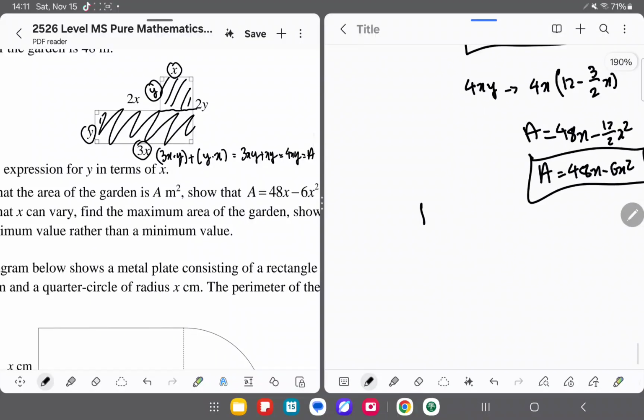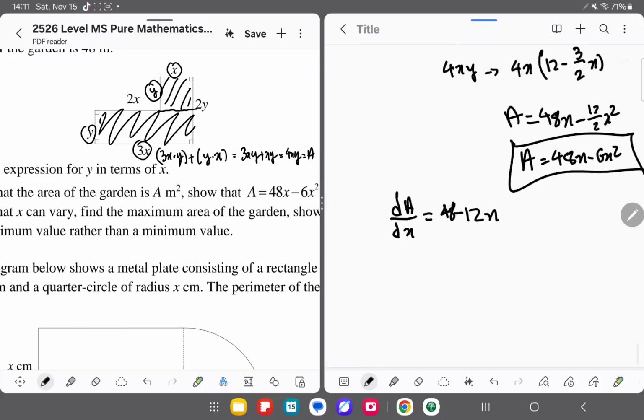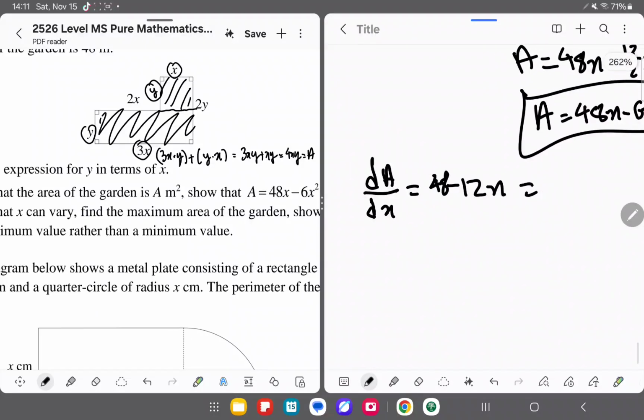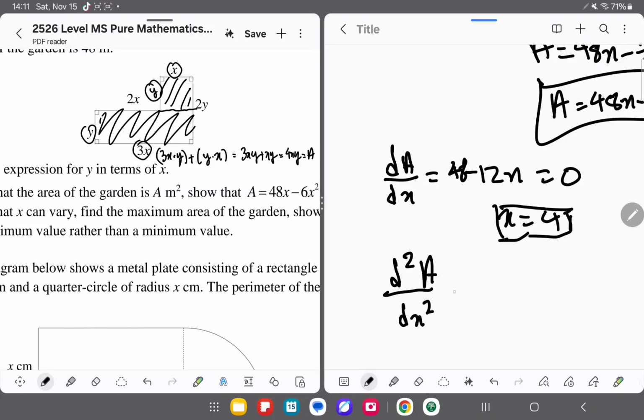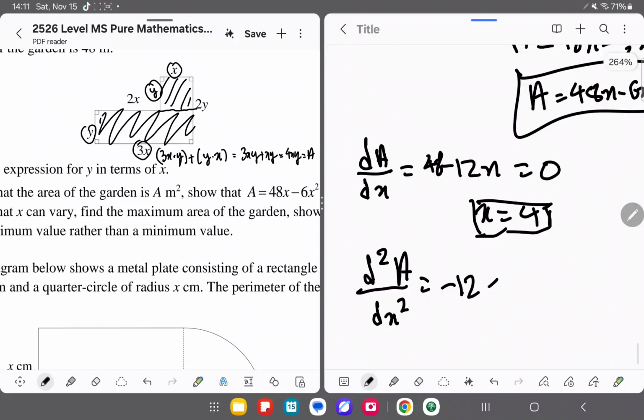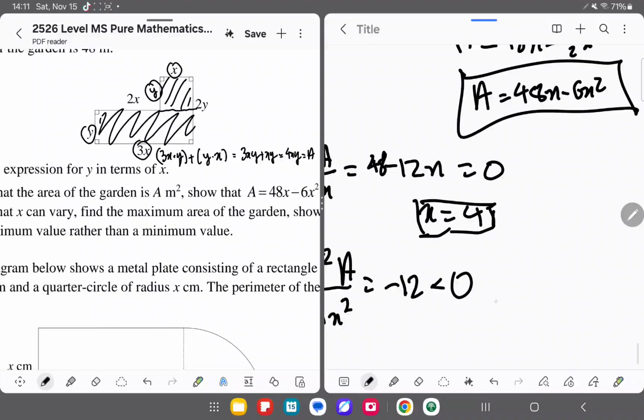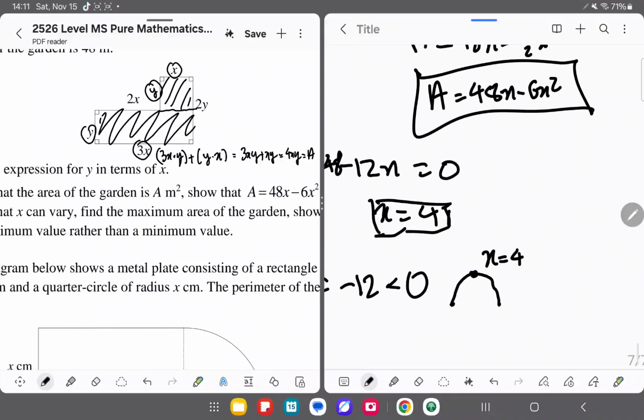So we'll derive A once with respect to x. We get 48 minus 12x. And we have to set the derivative equal to 0 if we want to find stationary points. x would then be equal to 4. We don't know if this is maximum or minimum. To do that, we must derive the second time. And over here, it shows that it's going to be always negative, meaning that it is always concaving down, meaning that x equals 4 is a maximum.